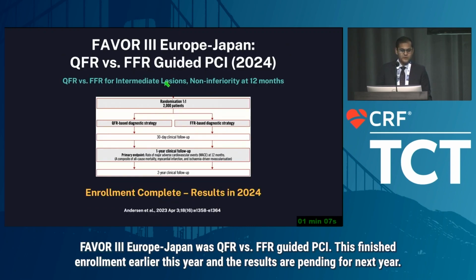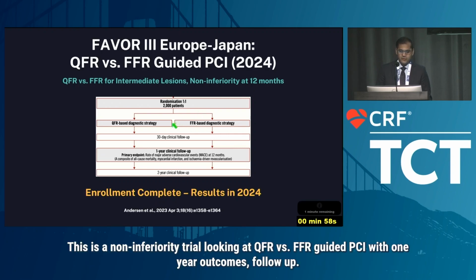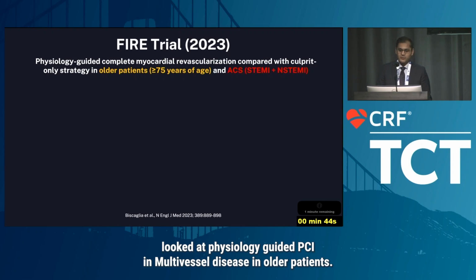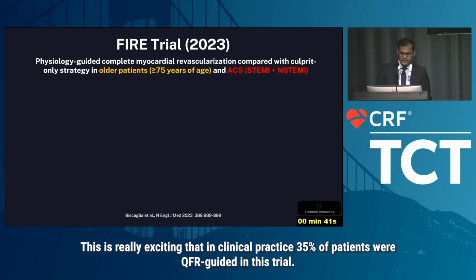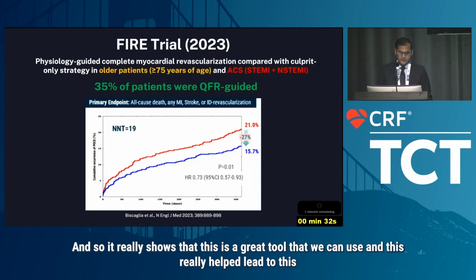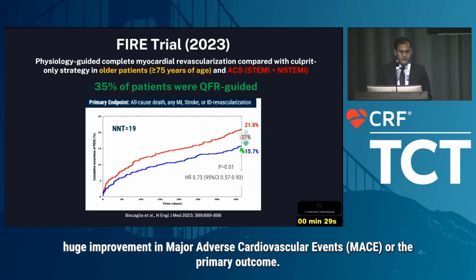FAVOR 3 Europe Japan was QFR versus FFR-guided PCI. This finished enrollment earlier this year, and the results are pending for next year. It is a non-inferiority trial looking at QFR versus FFR-guided PCI with 1 year outcomes follow-up. Most recently, the FIRE trial, presented at ESC, looked at physiology-guided PCI in multivessel disease in older patients. It is really exciting that in clinical practice, 35% of patients in this trial were QFR-guided. It shows that this is a great tool that we can use, and it helped lead to a huge improvement in major adverse cardiovascular events, the primary outcome.